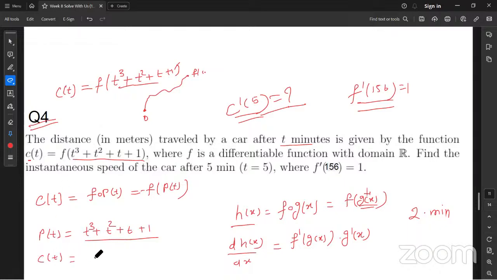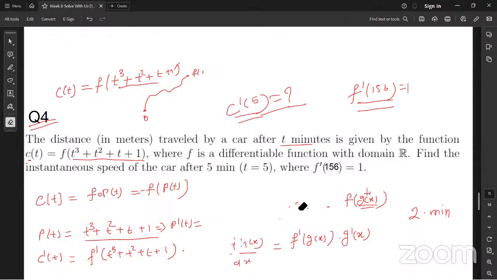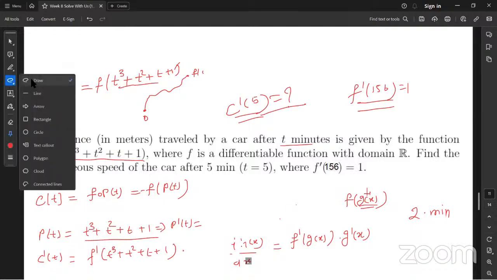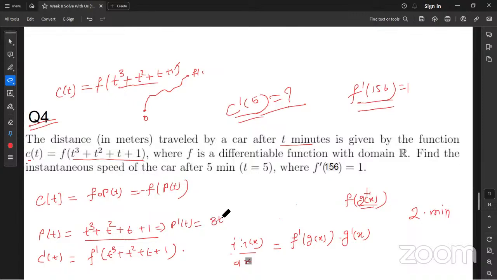C prime of t is equal to, first, we have to differentiate this f of t cube plus t square plus t plus 1. Then we have to differentiate the inner thing. What will be P prime of t? From here, P prime of t is 3t square plus 2t plus 1. So it will be f prime of t cube plus t square plus t plus 1, multiplied by 3t square plus 2t plus 1. So this is my derivative.